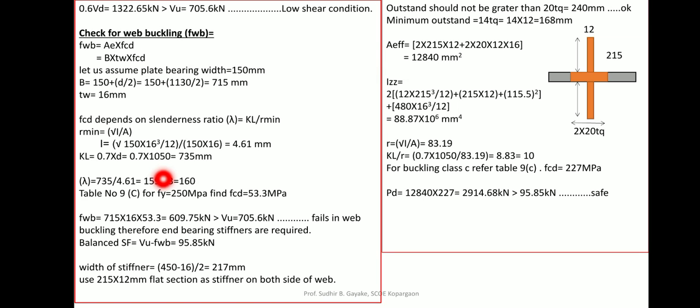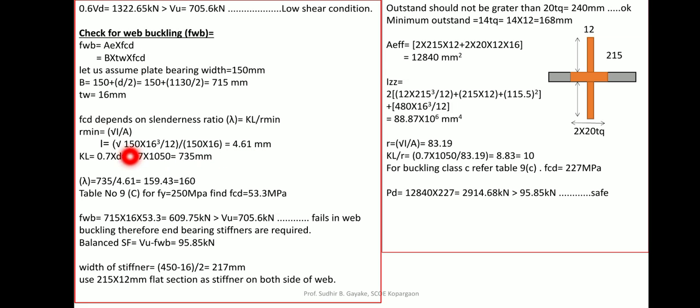in the case of the web portion we are considering the width of the bearing plate. The width of the bearing plate here is 150 mm, and the thickness is 16. So we are calculating the moment of inertia for that width only. It will be the square root of 150 into 16 cubed by 12, that is I, divided by the area, which is 150 into 16. So I am getting the radius of gyration directly as 4.61.